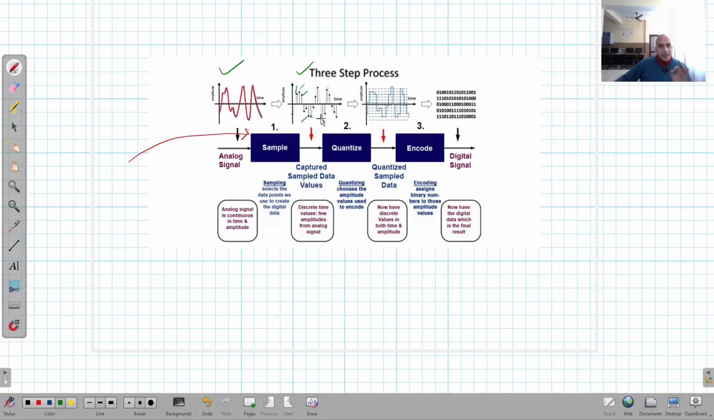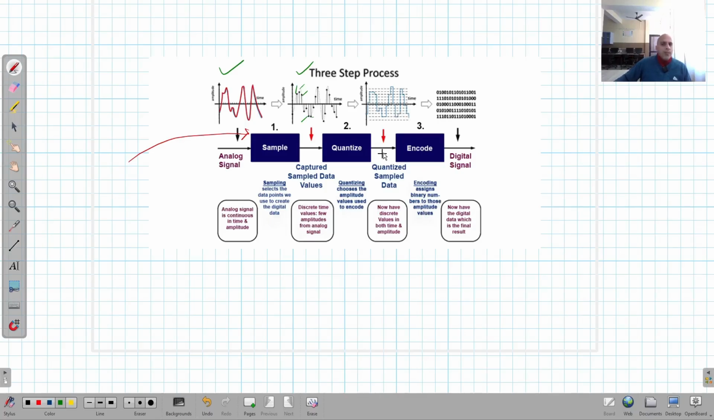Then after, we will convert this into quantized values. This process is called quantization. We will convert these values into some predefined values, so now we have discrete values in both time and amplitude. We convert these different values into some predefined levels of voltage. Then we will encode them, which is done by the encoder. Encoding assigns binary numbers to the amplitude values.